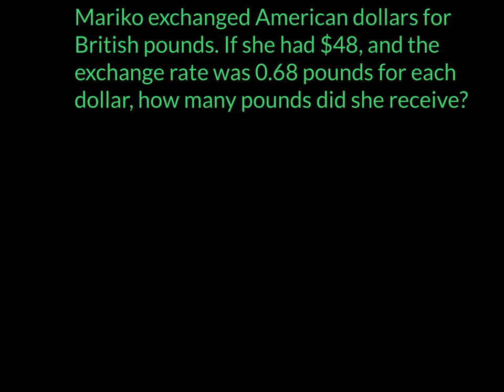Let's take a look at the story problem. Mariko exchanged American dollars for British pounds. If she had $48 and the exchange rate was 0.68 pounds for each dollar, how many pounds did she receive? So to find the number of pounds, which is n, we need to multiply 48 times 0.68. This n right here is the unknown number that we're looking for, so that's our variable.